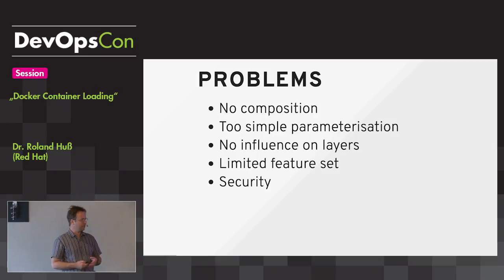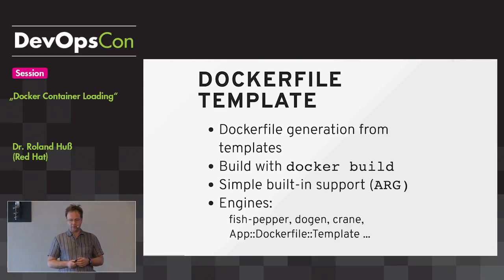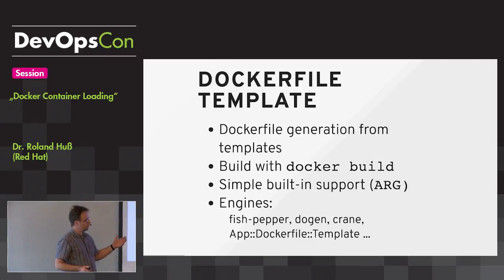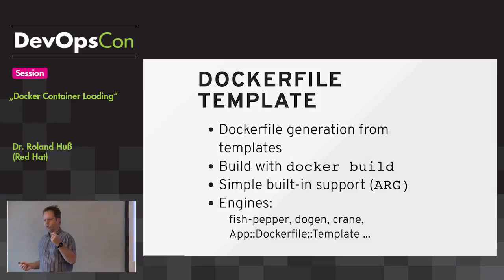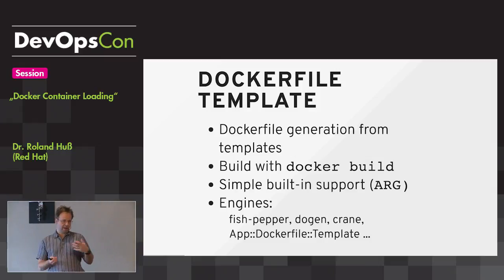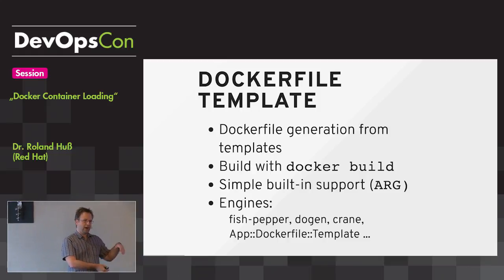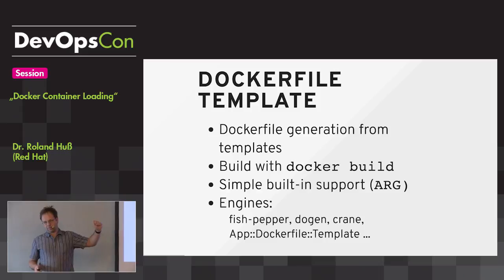So, okay, now let's see what solutions there are for these problems outside of the Docker universe. First of all, there is a mechanism used by several tools, which I named Dockerfile templates. This simply means that a Dockerfile is a plain text file, so you can simply use a template engine for it. The idea is that you have a template, you fill the template, and you create a valid Dockerfile afterwards, and then you can use all the other Docker mechanisms to create the images. We have already seen a simple template mechanism built in, but there are other engines which provide more sophisticated features.